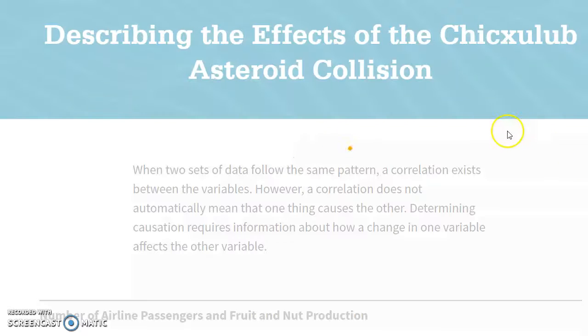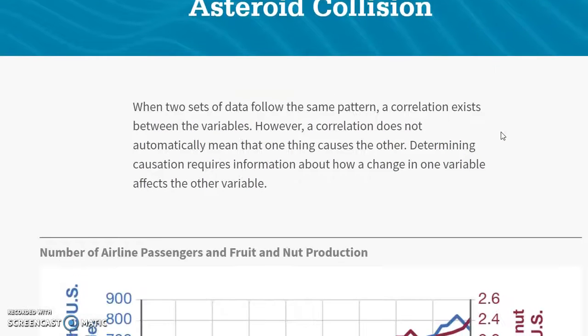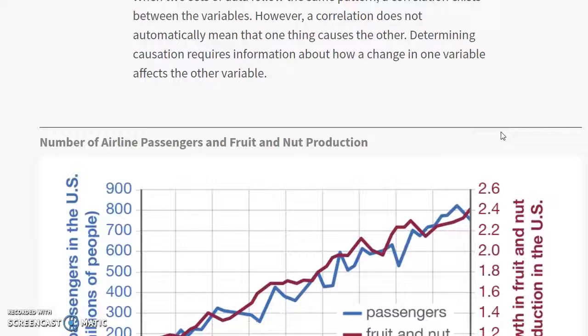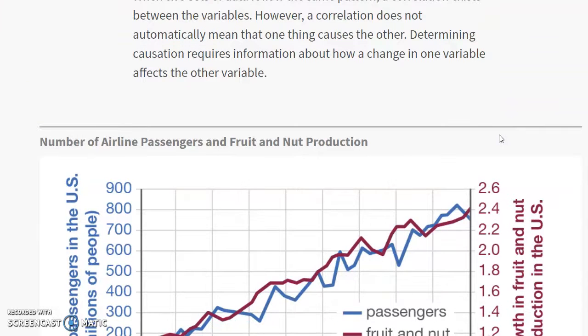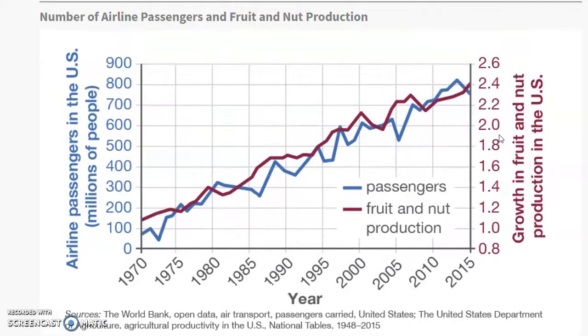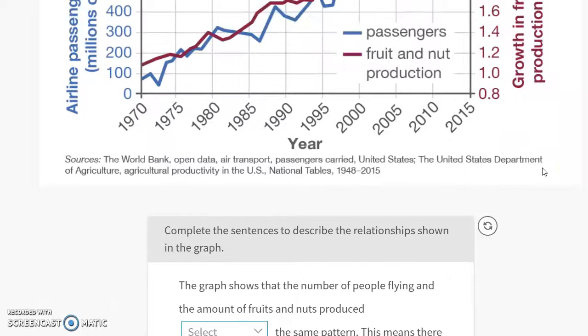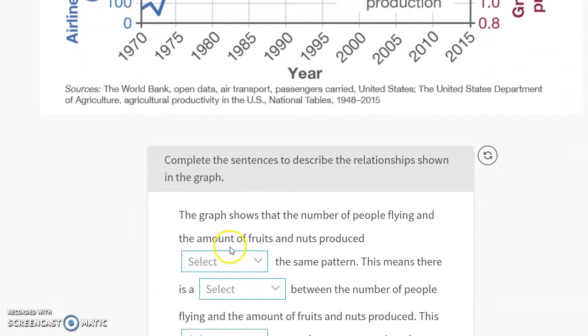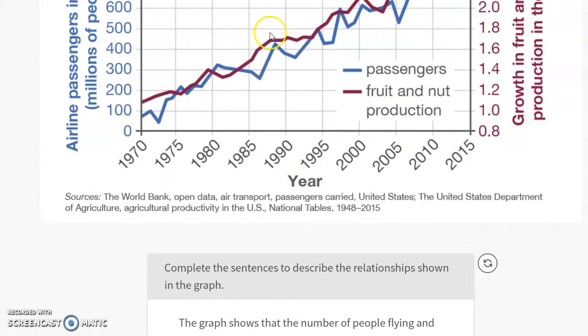Exploration 3. Describing the effects of this collision. So we can take data and find a correlation. A correlation doesn't necessarily mean this is exactly what happened. You have to have multiple tests, but right here they're talking about airline passengers and fruits and nuts. So this is how many airline passengers were in the US, and this is the growth in fruit and nut production. The graph shows that the number of people and the amount of fruit and nuts produced follow the same pattern, right? They're following a pattern.